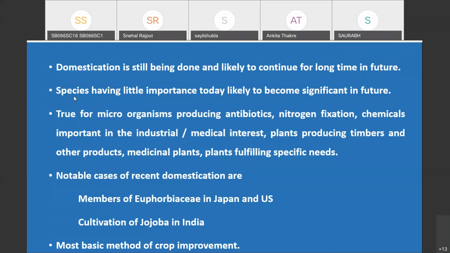Okay, that's why we are saying domestication is still being done and likely to continue for a long time in the future, because species having little importance today are likely to become significant in the future.